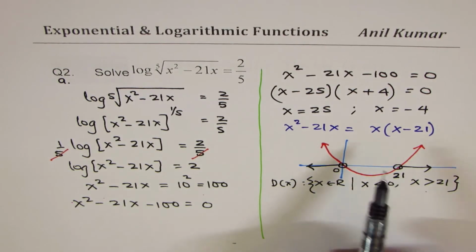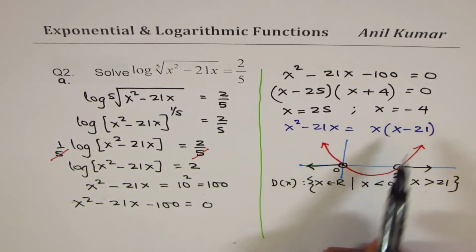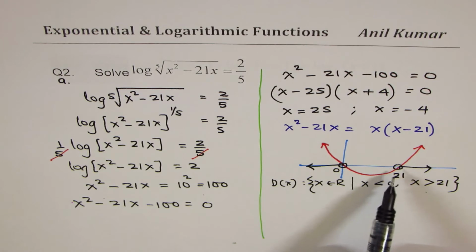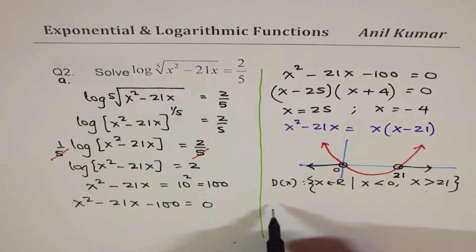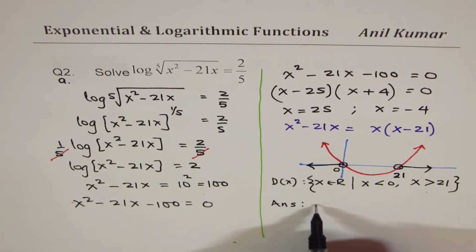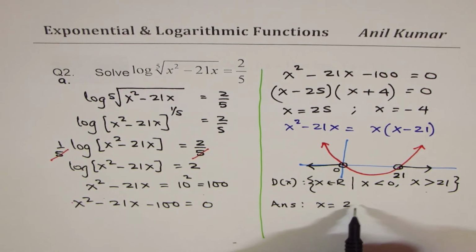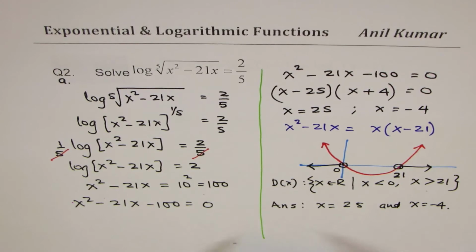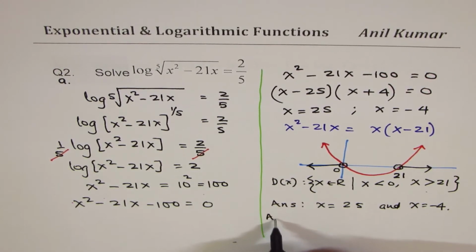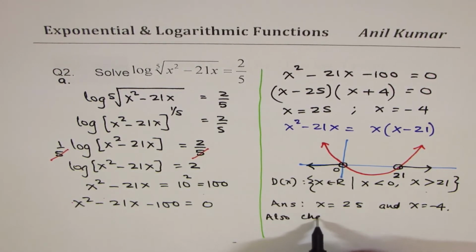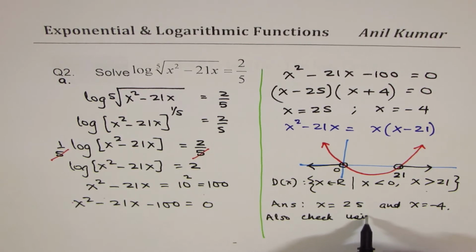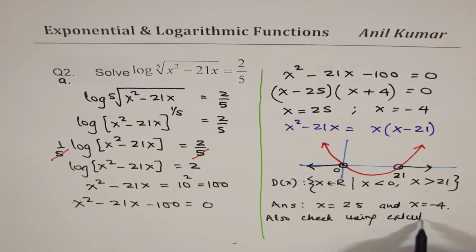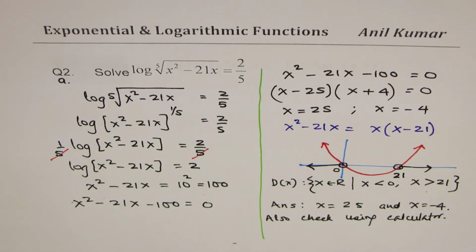Only then, since both our roots are within the domain, our answer is correct. So we write our answer as x equals 25 and x equals minus 4. What you should do is also check using a calculator. Is it okay? You will get it correct since it is within our domain, right? So I hope that makes sense.